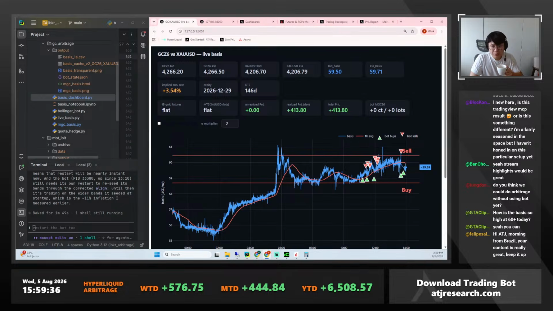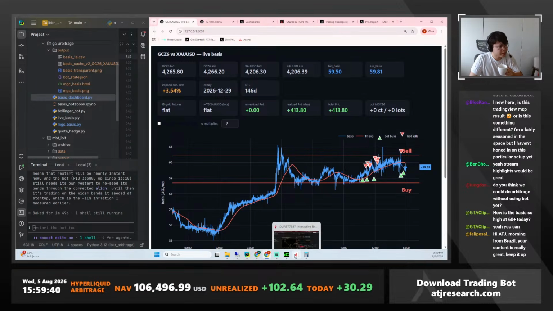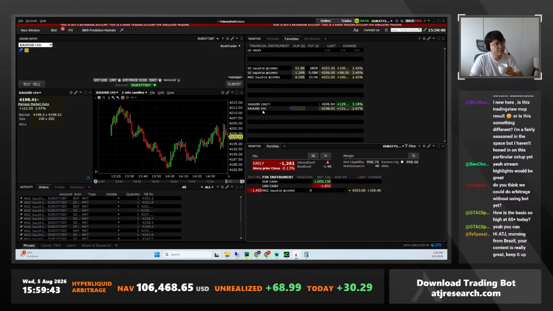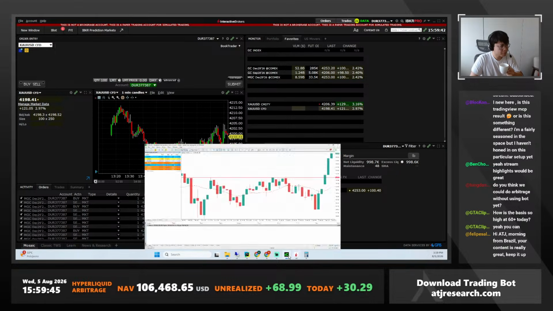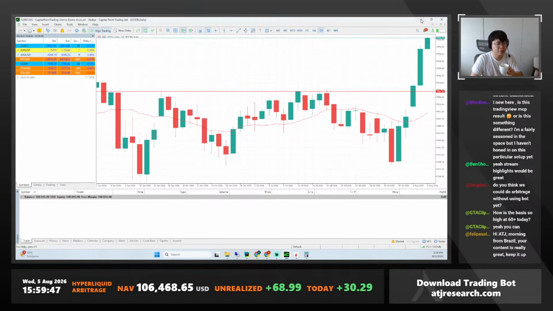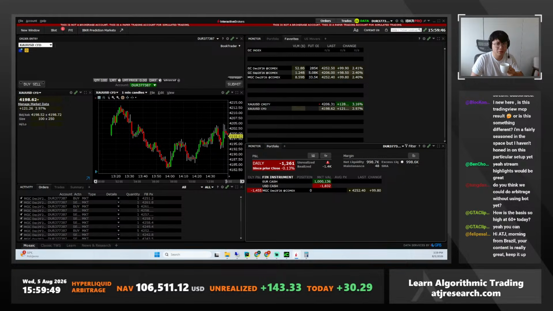Do you think we could do arbitrage without using a bot yet? I mean, you can try it manually. In theory, you can buy on TWS, sell on MT5, do it manually, and monitor that. So it's also possible to do it without the bot.